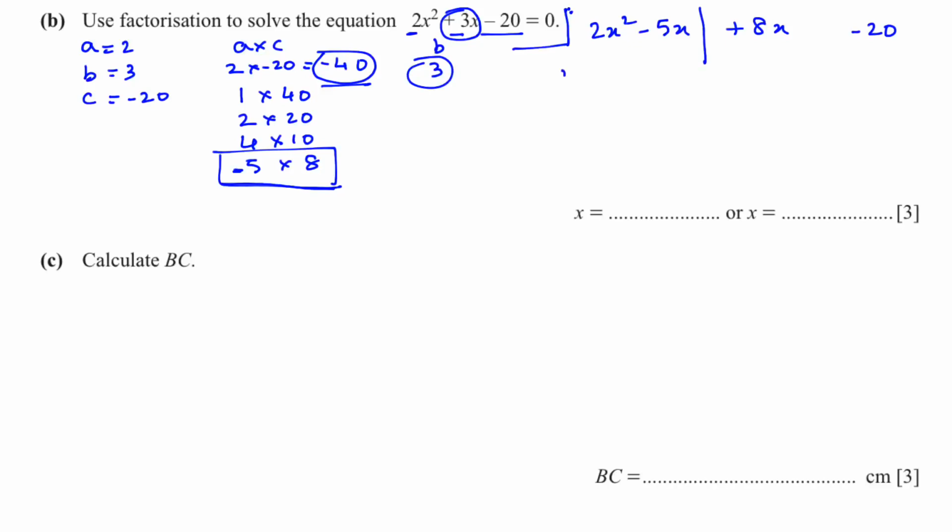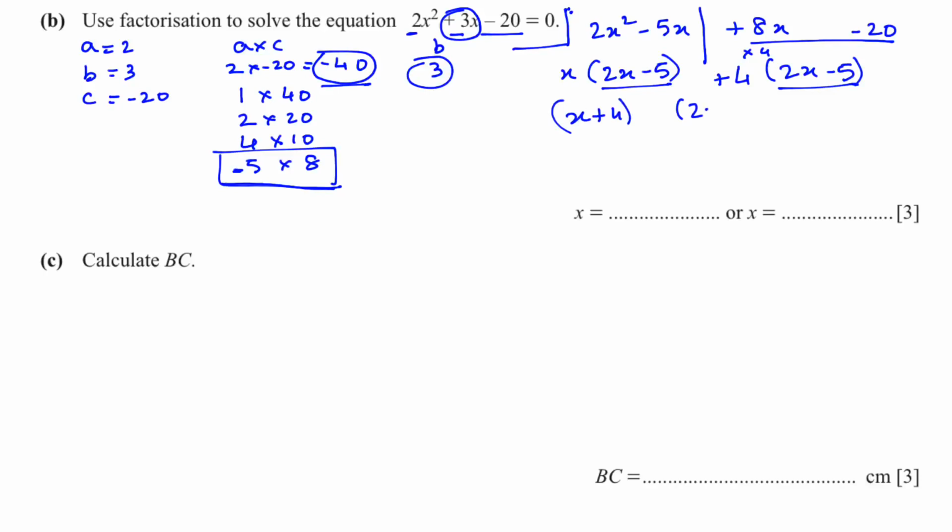What is common here? X. So you will have 2x minus 5. Repeat it again. This and this should be the same. What number will come out if you factorize 8x minus 20? You know that 2 times 4 is 8. So plus 4, we'll write it out. You have x plus 4 and 2x minus 5 equals 0.